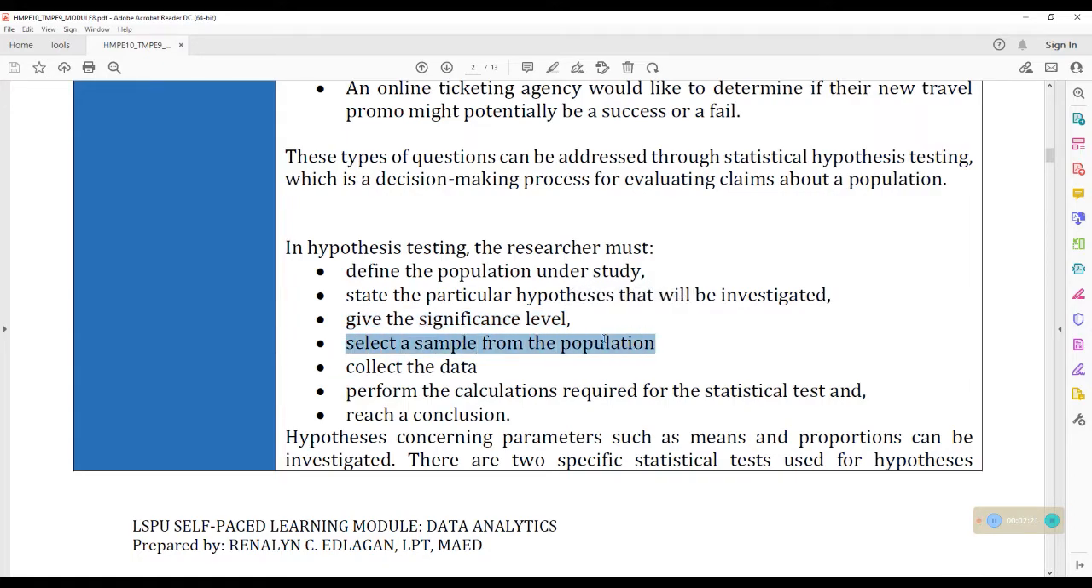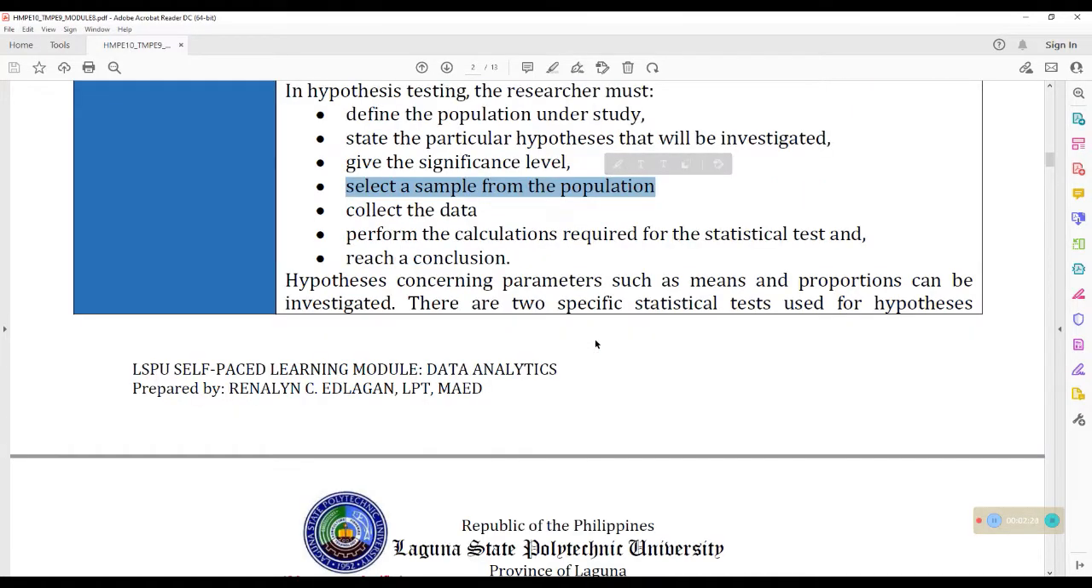Marunong na kayo maghanap ng sample, right? Meron tayong non-probability and probability sampling techniques. Next, you are going to collect the data. So, marunong na rin, you know how to get primary and secondary data. So, perform the calculations required for statistical test. Dito, aside from using the formula that will be introduced later, kung magmamano-mano kayo, meron tayong z-test and t-test. You also have to get the required values before that.